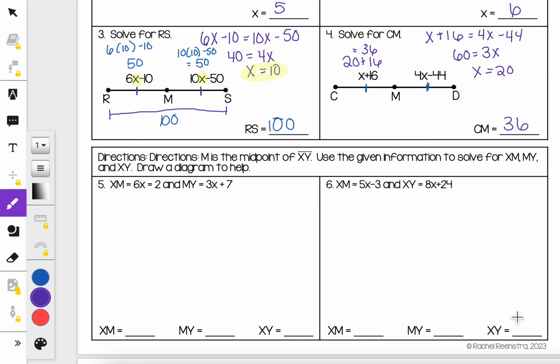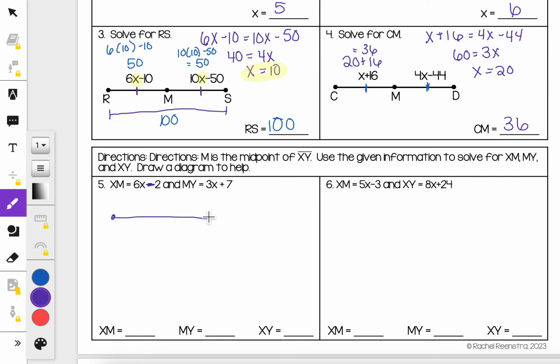Now for the next ones, we don't have a diagram. It tells us that M is the midpoint of segment XY. We want to use the given information to find XM, MY, and XY. Anytime it doesn't give us a diagram, we want to draw a diagram to help us out. So I'm going to draw my diagram first and then fill in the missing pieces. And there is actually a typo here. This is supposed to say 6X minus 2. So we're just going to change that really quick.